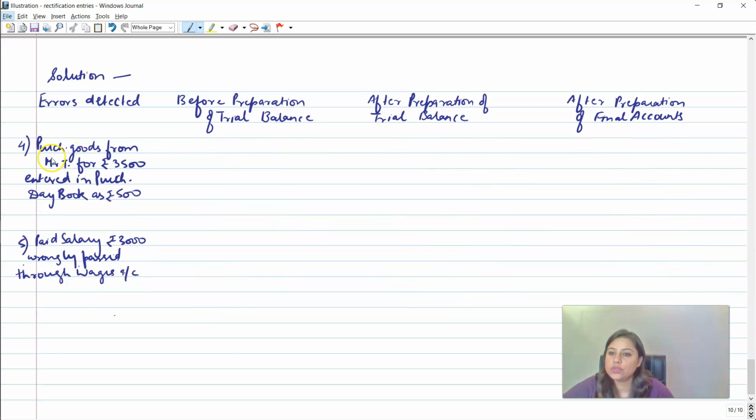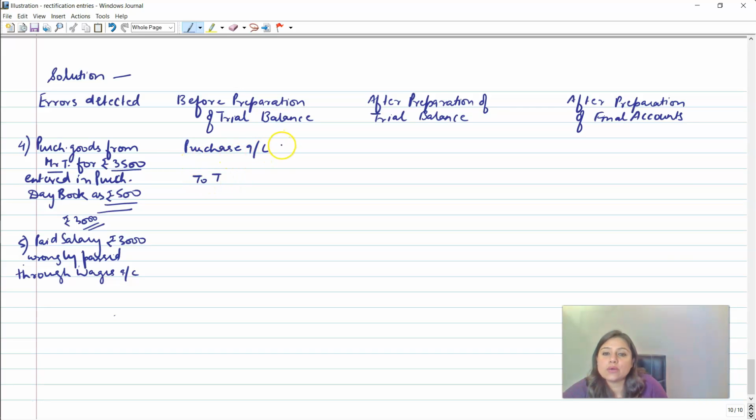Clear? So the fourth error says that goods purchased from Mr. T for rupees 3500 were entered in the purchase day book as rupees 500. So there's a difference of rupees 3000 which has not been recorded, and that needs to be corrected in the books of account. So in the case of before preparation of trial balance, what is the entry that needs to be passed? We would be debiting the purchase account.